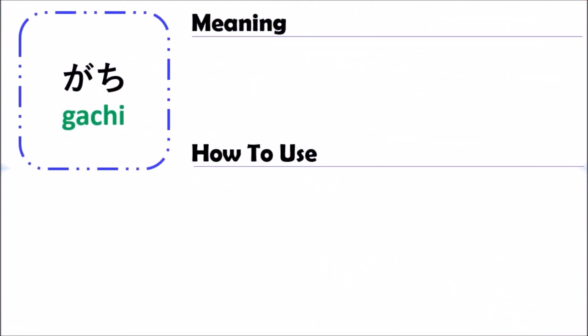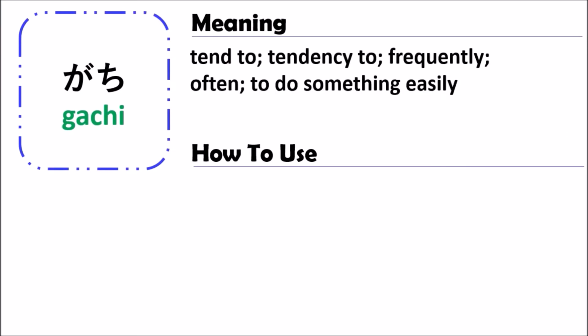The grammar is about gachi. The grammar of gachi means a tendency to, frequently, often, to do something easily. So it has many meanings, similar meaning in English: tend to, tendency to, or frequently, often, to do something easily.